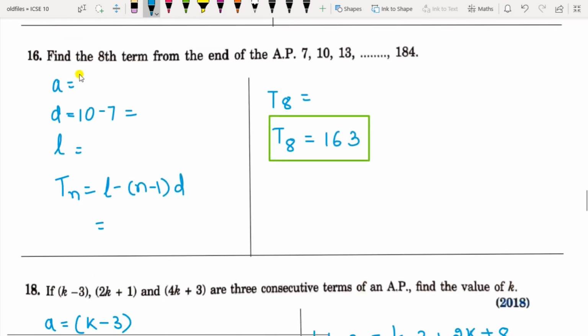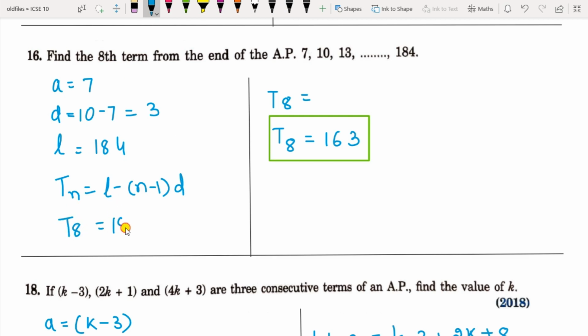Question 16 here is, find the 8th term from the end of the AP, this one. So the end term, here the last term, is given as 184. The first term here is 7. The difference between the terms here is 3, and the last term is given as 184. So using the last term formula, you can find the 8th term here. So you have to find T8.